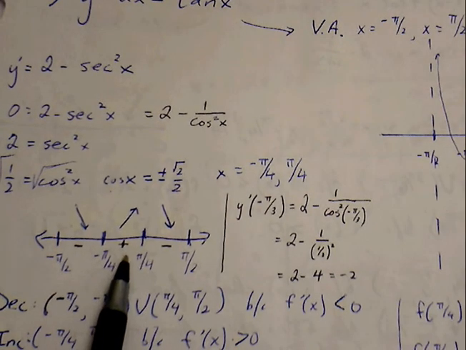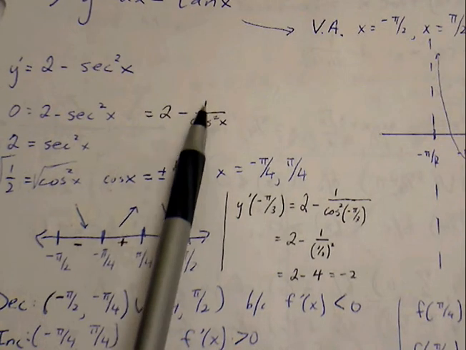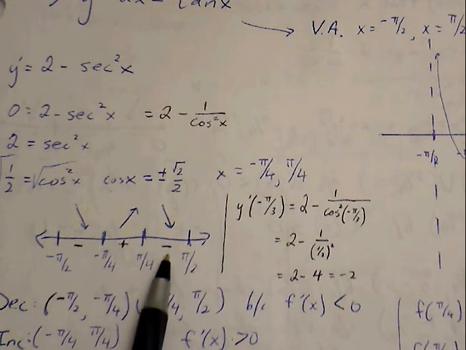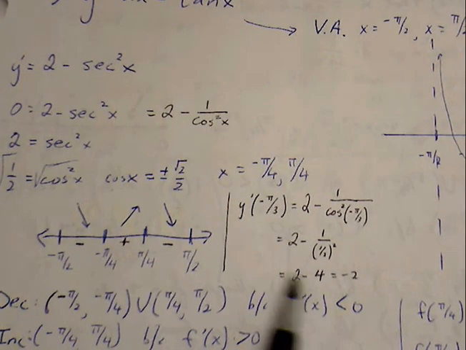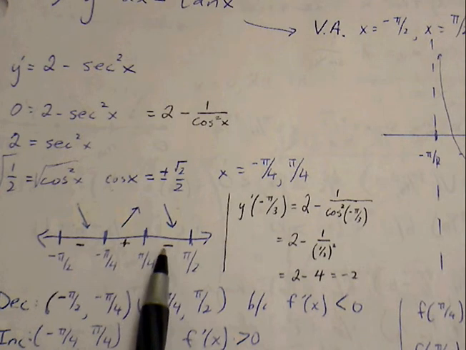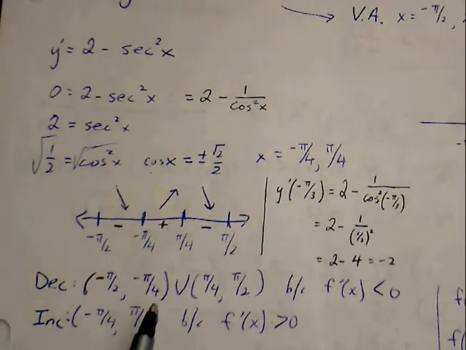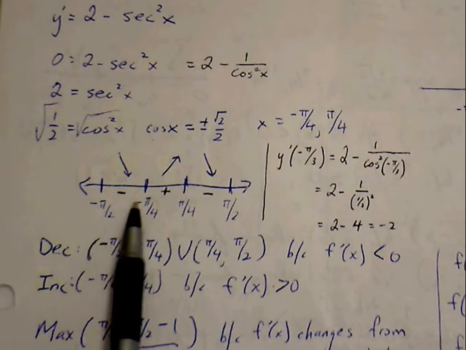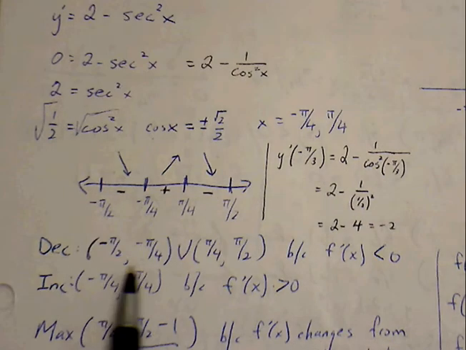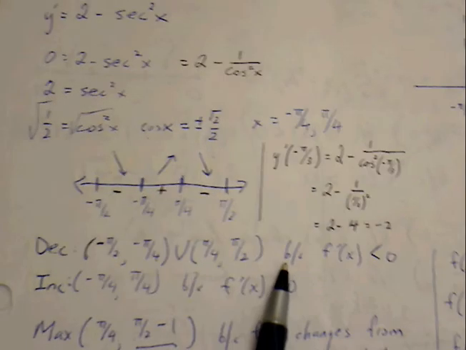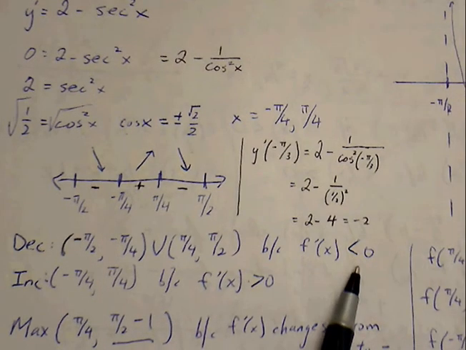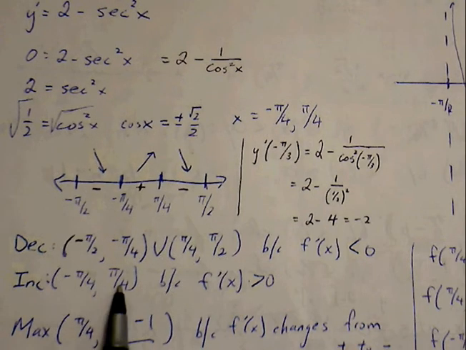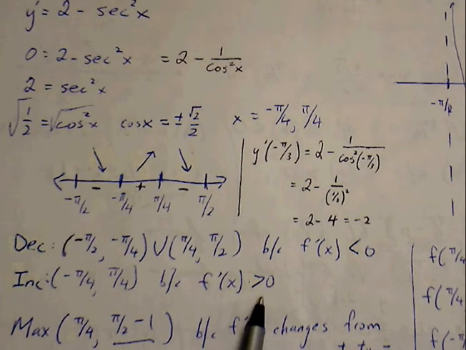If I plug in 0 into the derivative, I'll get 2 minus 1 over 1, which is going to be positive. If I plug in pi over 3, I'm going to get the same result as before, a negative value, so I know that in this interval, my graph is going to be decreasing. Okay. So I can write my intervals, decrease and increase, purely based off of the sign line. Decreasing in this interval, decreasing in this interval, and then also our because statements, because f prime is negative. Increasing in this interval from negative pi over 4 to pi over 4, because in this case f prime is positive.